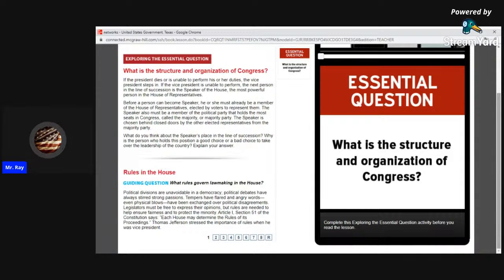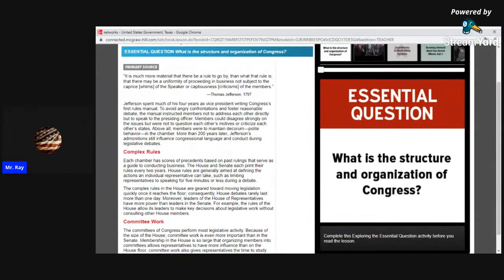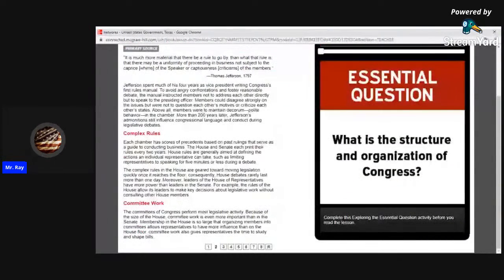What are the rules? Well, Jefferson wrote the manual for it, and they're called the complex rules. This is on page 2. In the complex rule, they're printed every 2 years, and they can change from year to year, but the basic ones are they can limit how much a representative can talk because it's a lot of people. Okay, so usually 5-minute speeches. Leaders can vote without consulting everyone, and this helps the bills move forward. But there's many mini laws that they can make every new session, so that things work out fine.